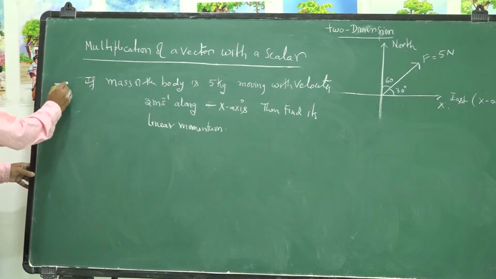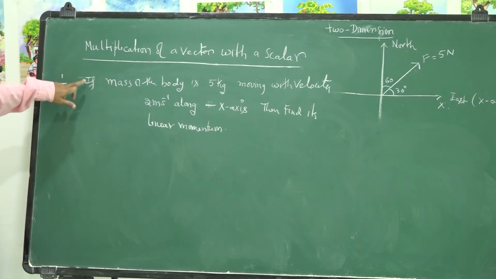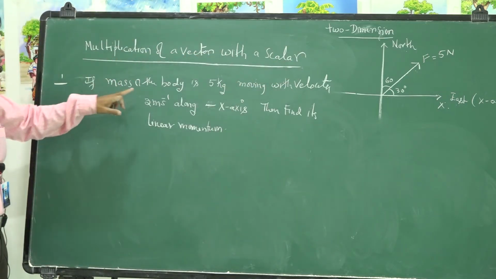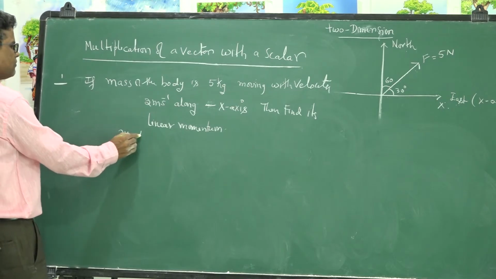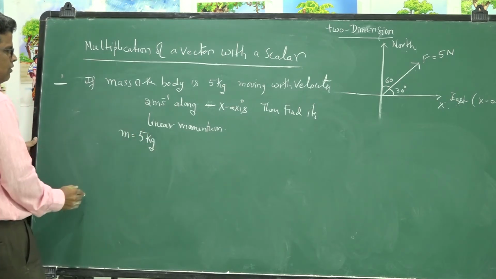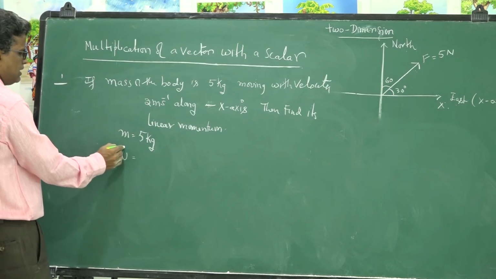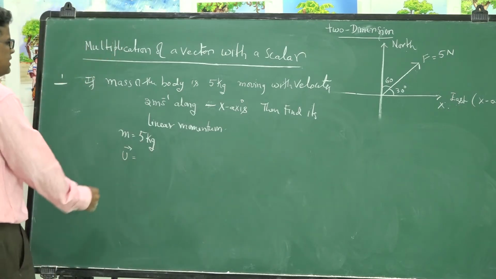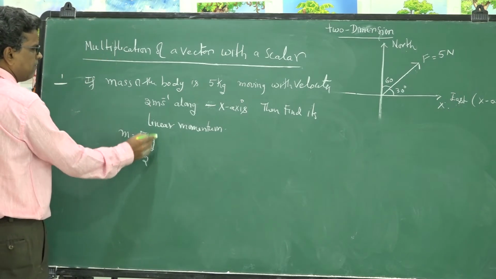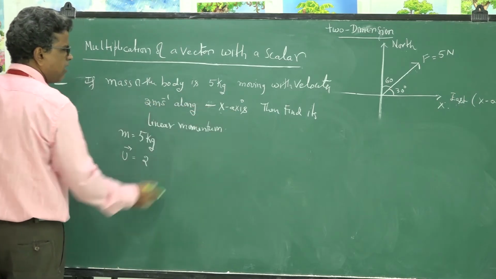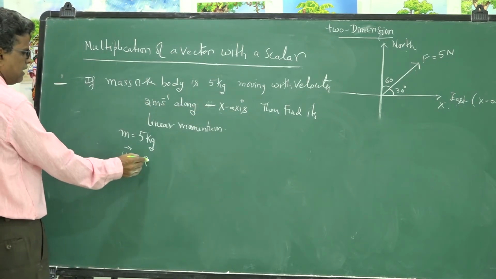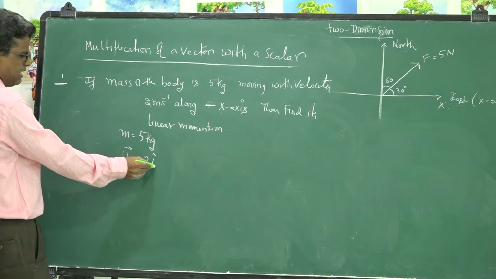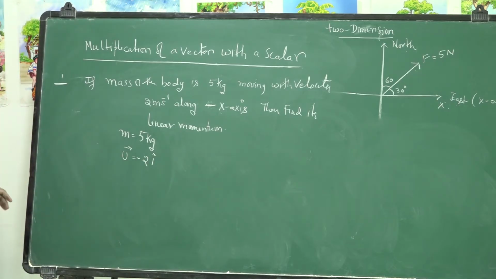This is an example for multiplication of a vector with a scalar. The mass of the body is 5 kg, moving with the velocity. Velocity is a vector quantity. Its magnitude is 2 meters per second, in which direction? Along the negative x-axis. The negative x-axis we can represent with minus i cap. This is the velocity vector representation.